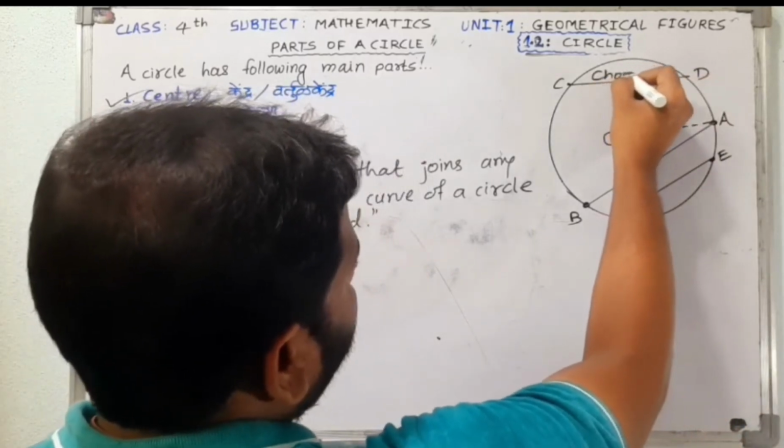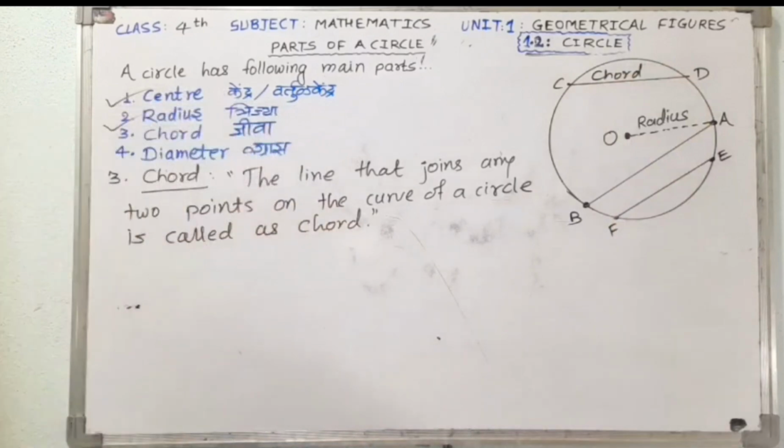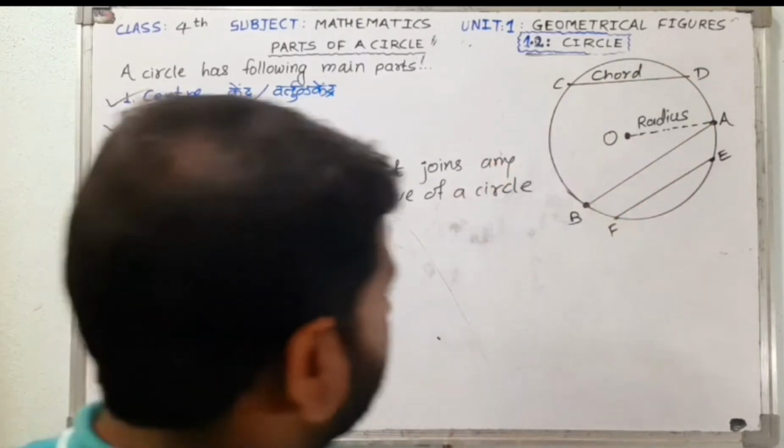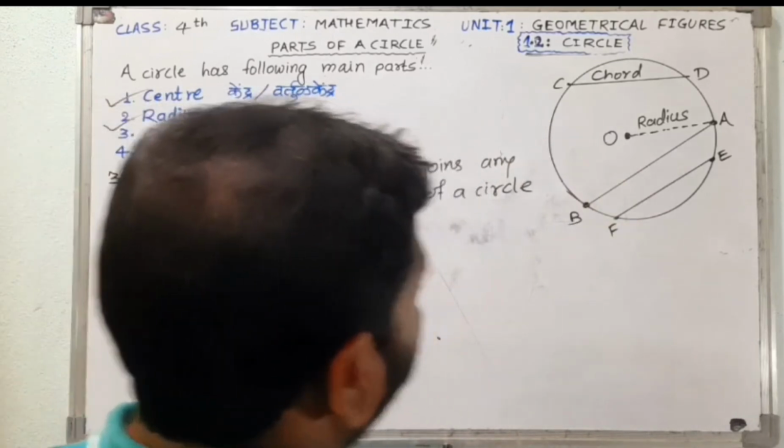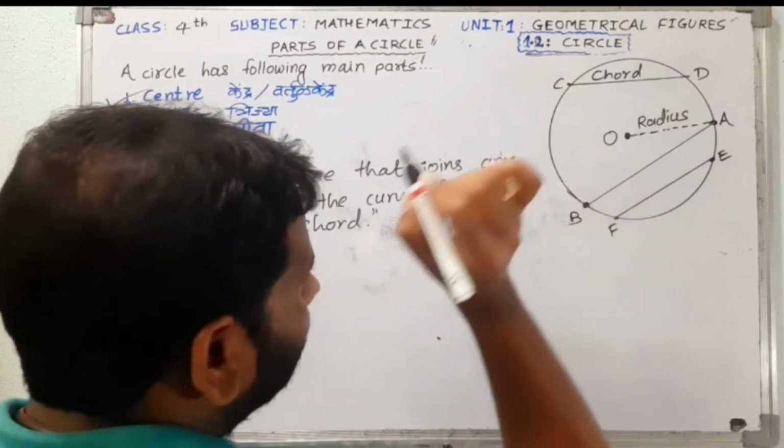Chord. Okay. So in the diagram, CD is a chord of circle, or in the figure, CD is the chord of circle. Okay, one more thing is that, can we draw the chord like this?